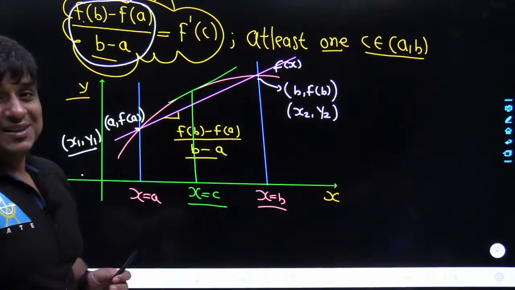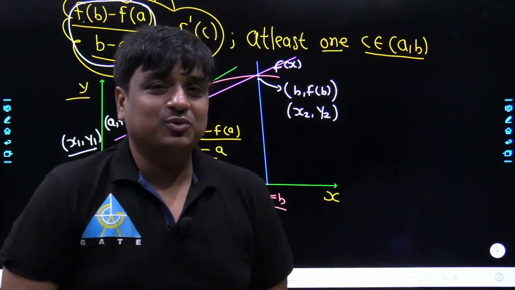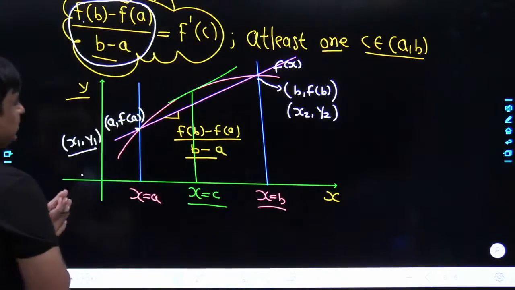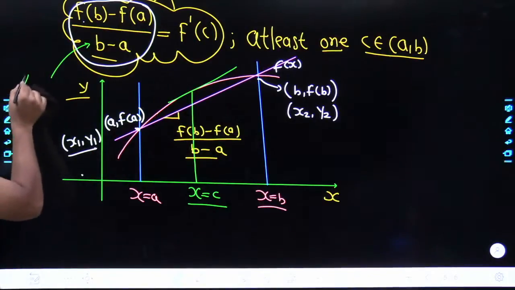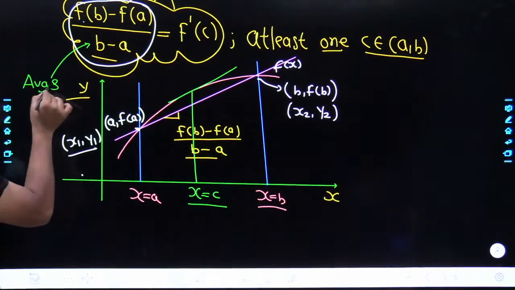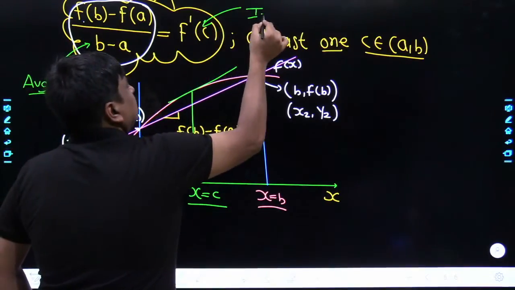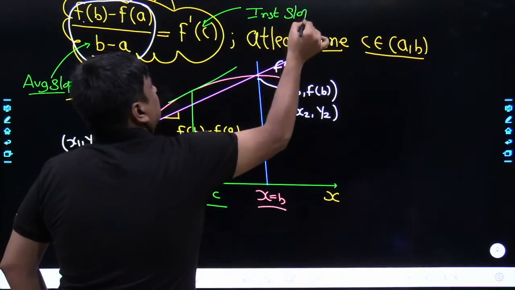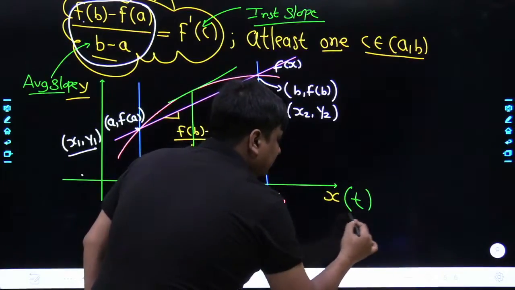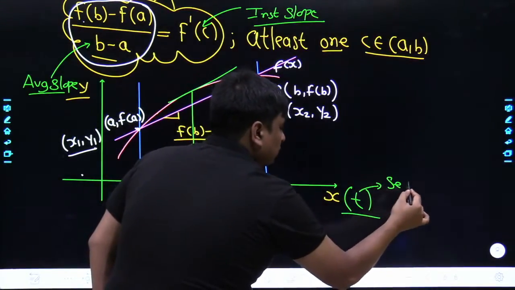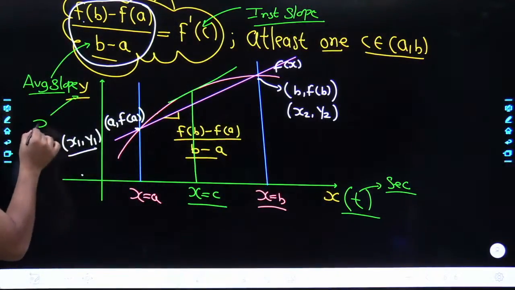Now try to understand. The most interesting thing is supposed to happen now. May I know what this is? It's nothing but the average slope. And this is nothing but the instantaneous slope. For better understanding, I have taken the x-axis as time, and similarly the y-axis as distance.